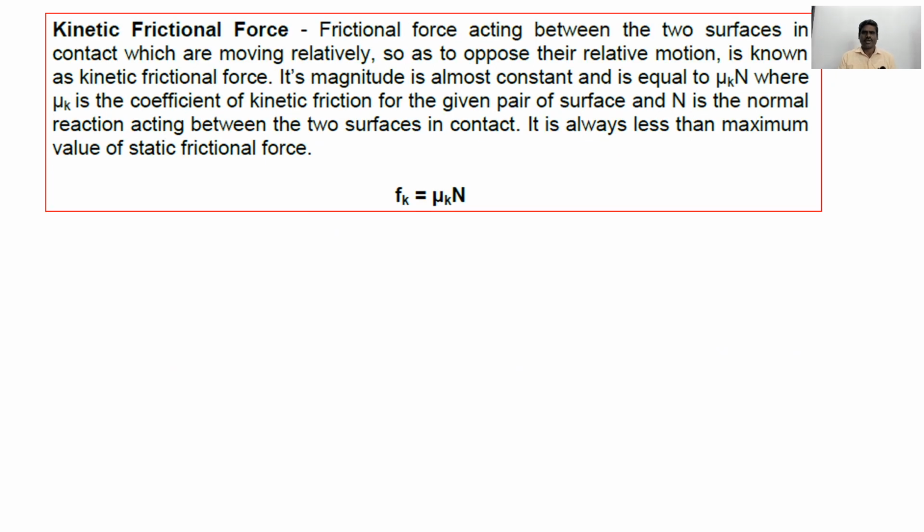Kinetic frictional force is the frictional force acting between two surfaces in contact which are moving relatively, so as to oppose the relative motion. Its magnitude is almost constant and is equal to mu k into N. Here mu k is the coefficient of kinetic friction for the given pair of surfaces, and N is the normal reaction acting between the two surfaces. It is always less than the maximum value of static frictional force. Then kinetic frictional force Fk equals mu k into N.